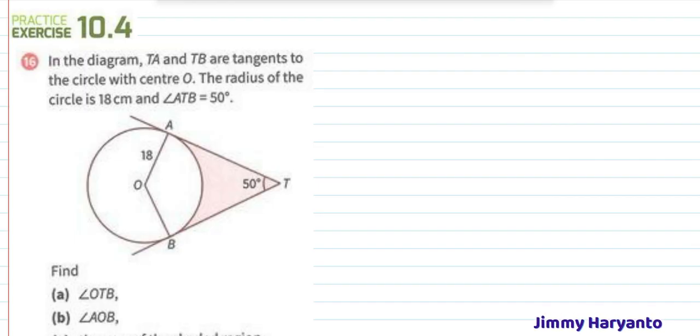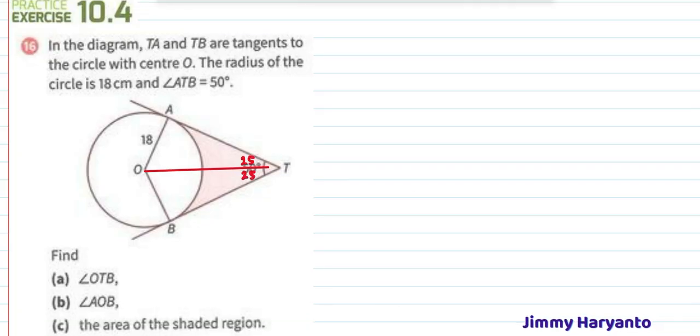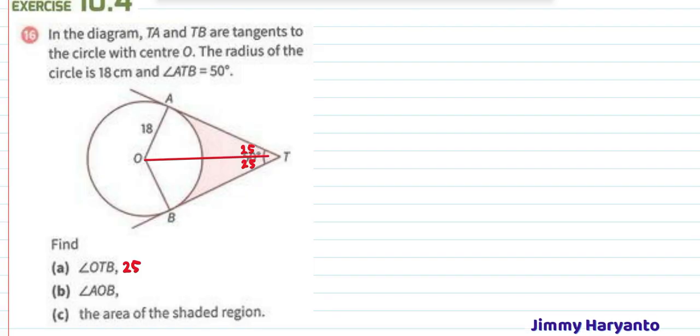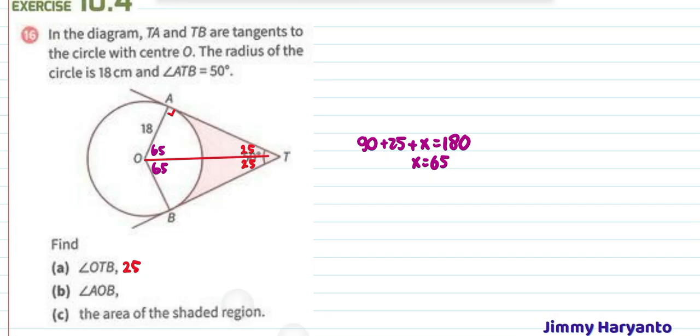And then the last one is question 16. We have to separate it like this. So the 50 will become 25 and 25. The angle of OTB will be 25. And then AOB is this one. Okay, so this one is tangent and radius. That means that one will be 90 degree. And then I think I can find this angle. It's 90 plus 25 plus x equals 180. So the x will be 65. This one is 65. That means this one also 65. So AOB equals 65 times 2 equals 130.